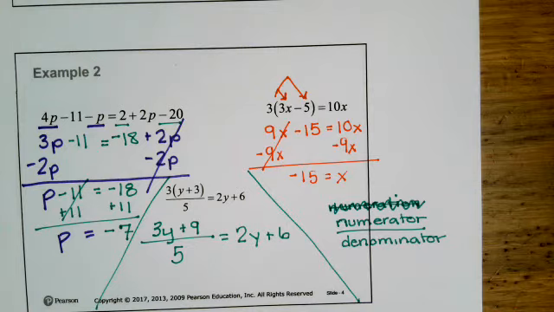3y plus 9 over 5 is equal to 2y plus 6. Our common denominator is 5, so I'm going to multiply both sides by 5. Okay? Or it could also be written as 2y plus 6, and I multiply each of those by 5. Okay? So it just depends on how you write it.